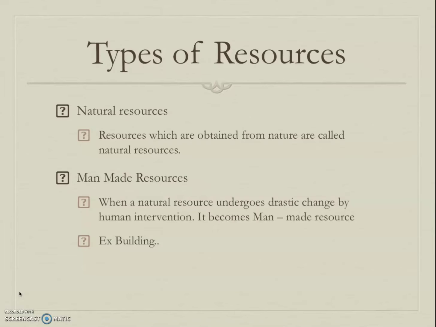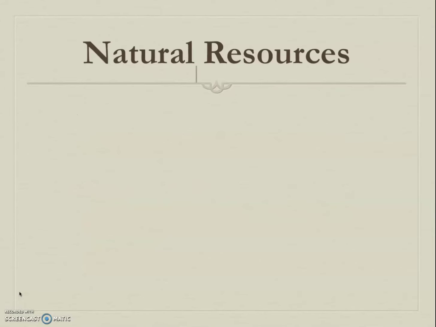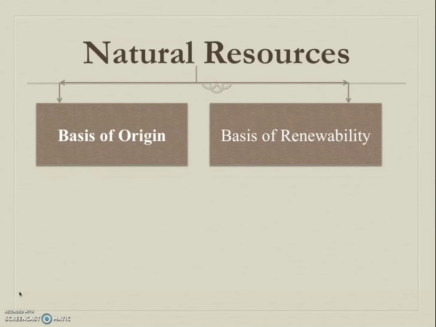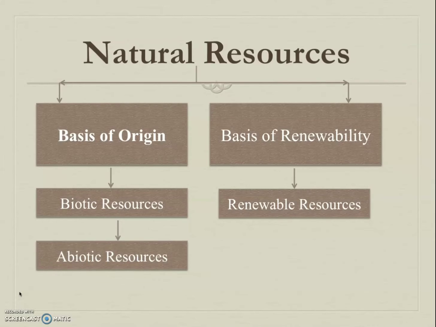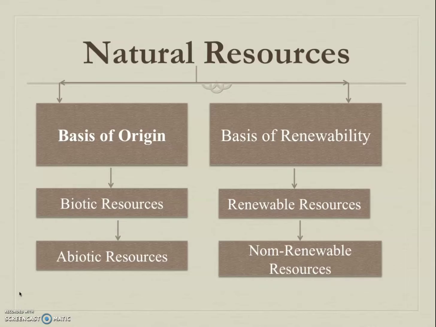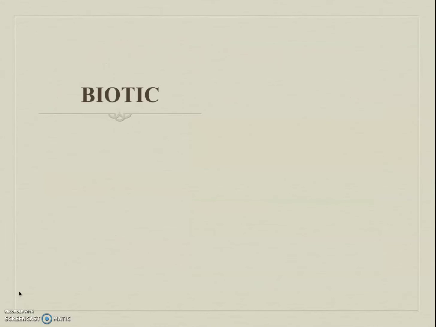Next we are going to see that natural resources are divided into two categories: on the basis of origin and on the basis of renewability. The basis of origin is subdivided into biotic resources and abiotic resources. On the basis of renewability, we divide them into renewable resources and non-renewable resources. First we will go into biotic.